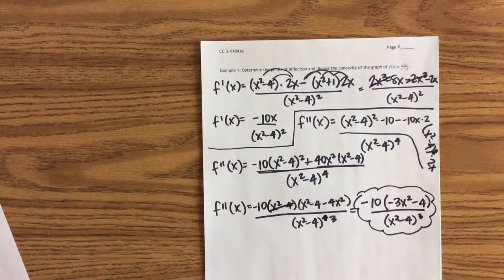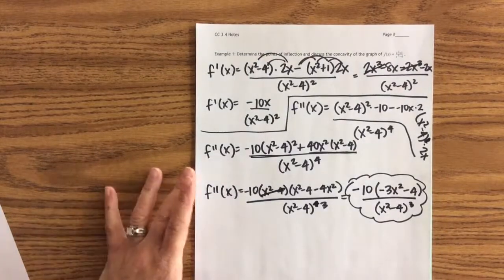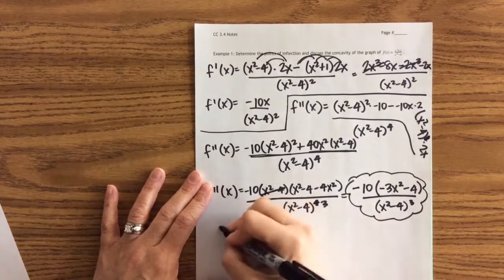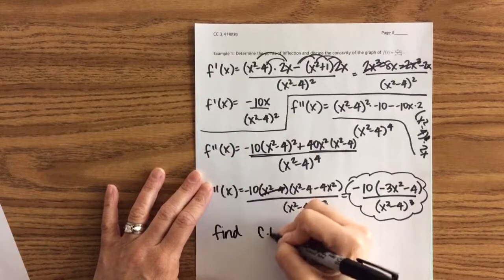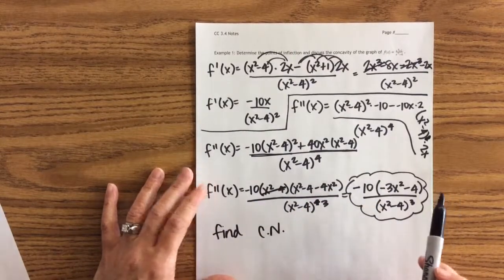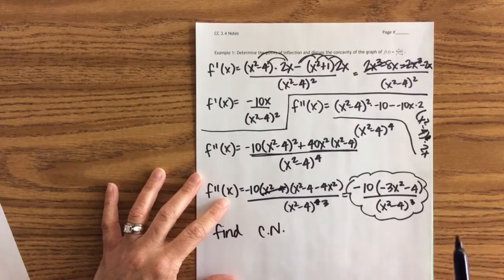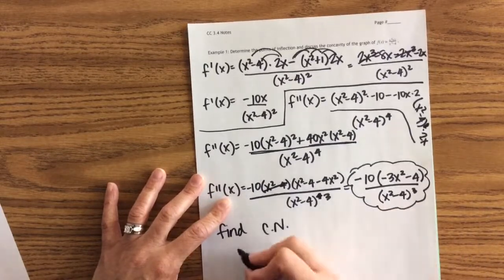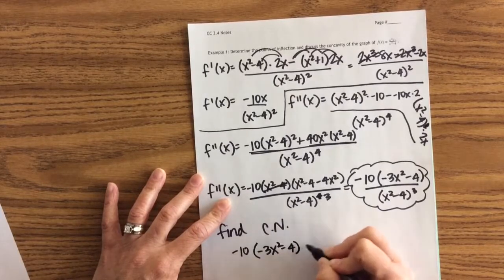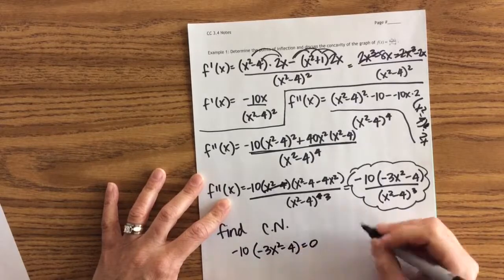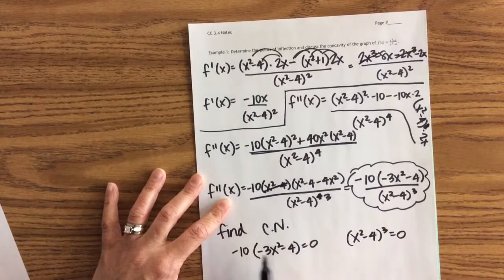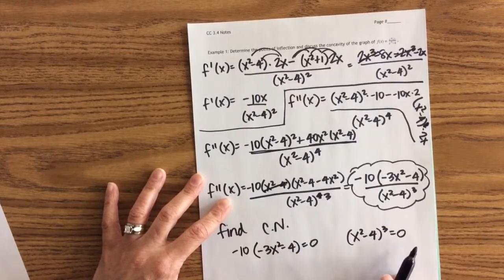So the testing is first, find your second derivative and then find critical numbers. And critical numbers are when the second derivative is equal to 0 or undefined. So I'm going to take the top, set it equal to 0. I'm going to take the bottom, set it equal to 0, and that would be where it equals 0, and that would be where it's undefined.